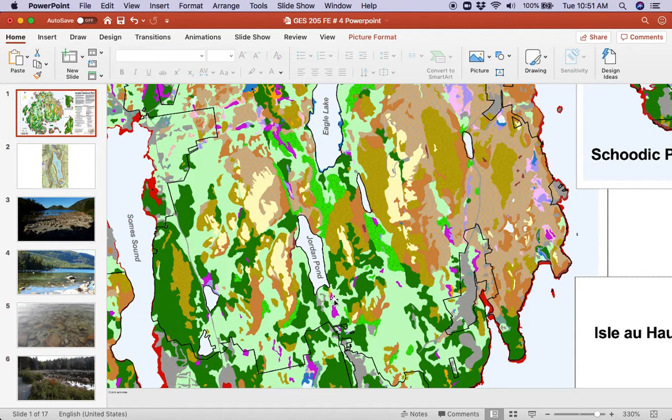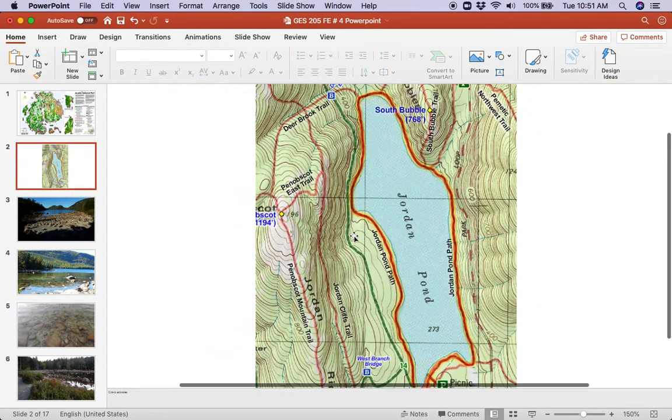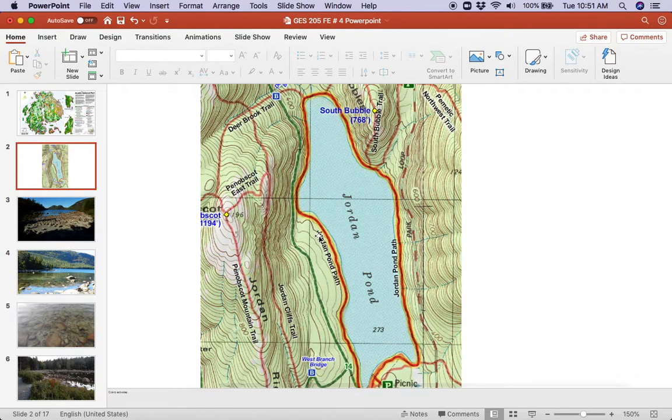And then down here we have this wetland system. It's going to be a dwarf shrub bog, and we're going to see lots of sphagnum moss there. And then this map is nice because it's a topographic map. You can see just how steep the mountains are that surround Jordan Pond and how the water is going to move into this system.